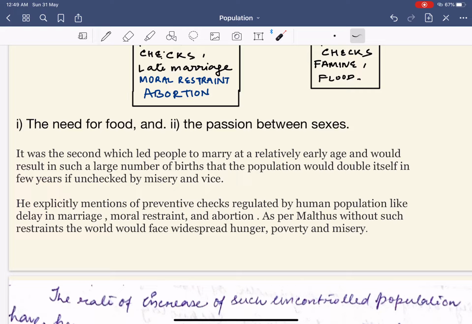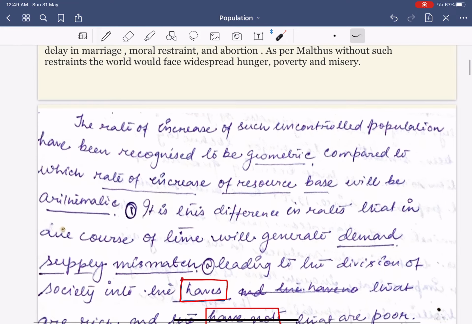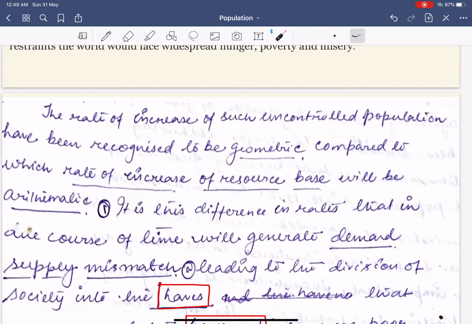Overpopulation will lead to widespread hunger, poverty, and misery. Next, as I am saying, the rate of increase of such uncontrolled population has been recognized to be geometric, as we have discussed earlier, compared to the rate of increase of the resource base, which is arithmetic.